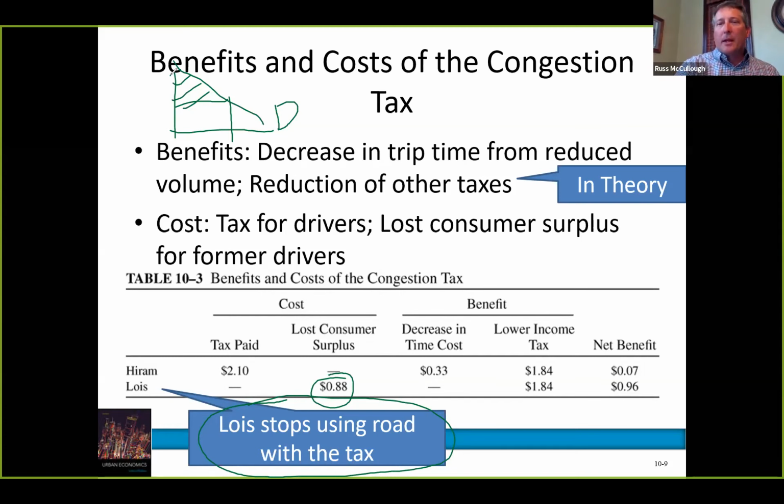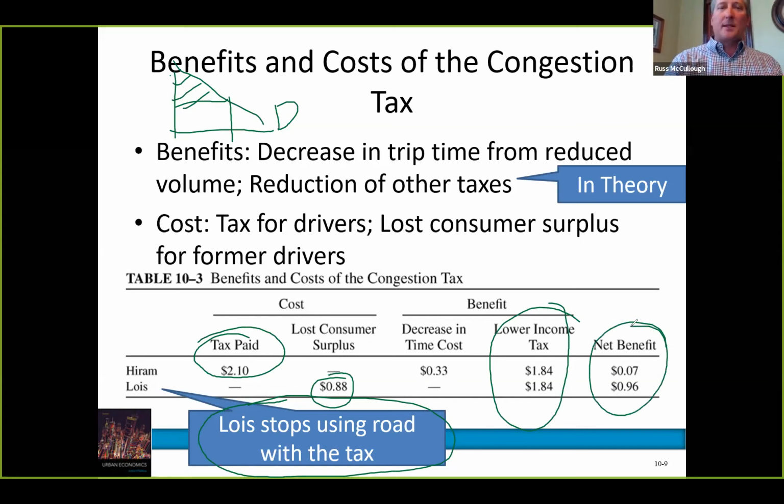But now if we can take an income tax and lower it and become more efficient with a tax paid via a toll or some other form, then both Lois and Hiram can be made better off because there's going to be less people out there, and we'll get rid of the externality.